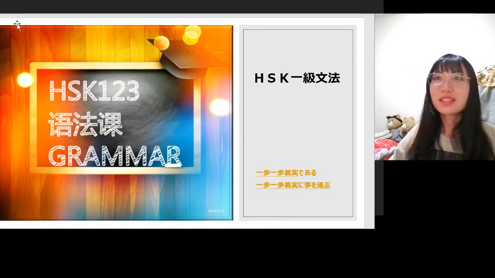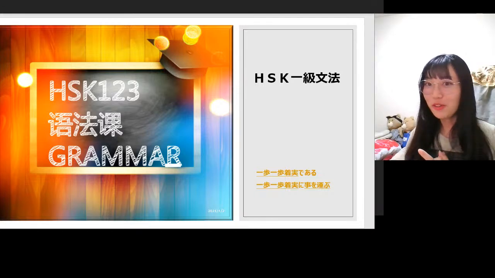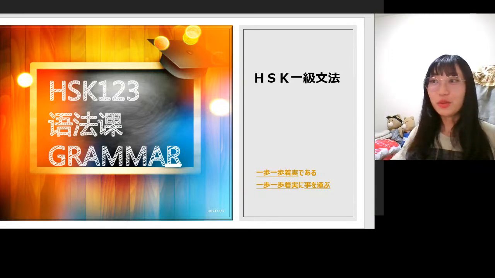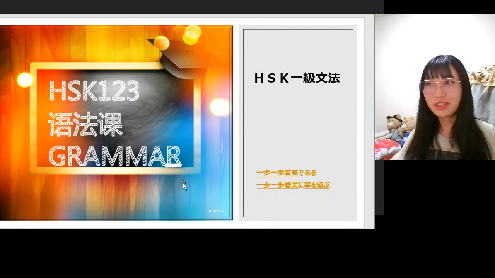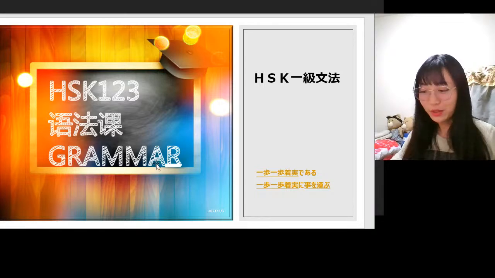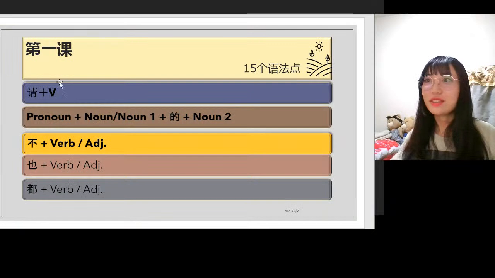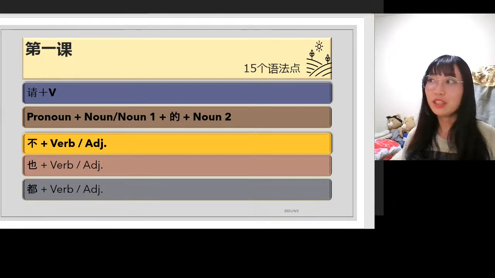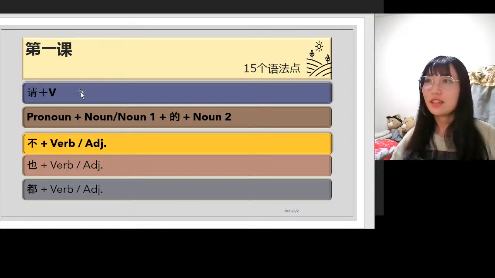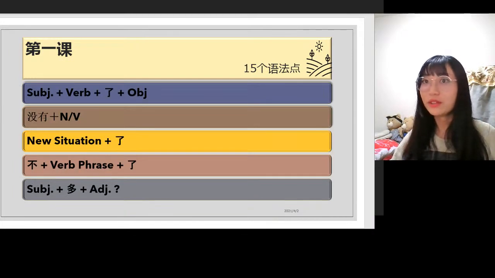Okay, so today we are going to learn Chinese from zero. Today we are going to learn HSK1 grammar. HSK1 has 15 grammar points. Okay. So this is the content we are going to learn in the future.